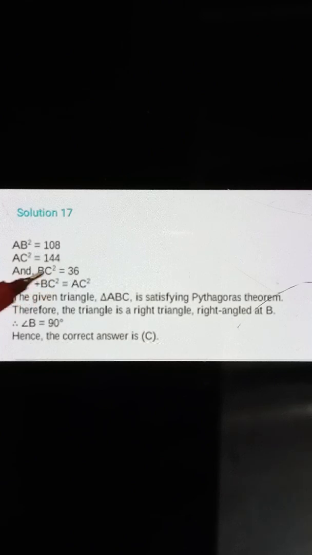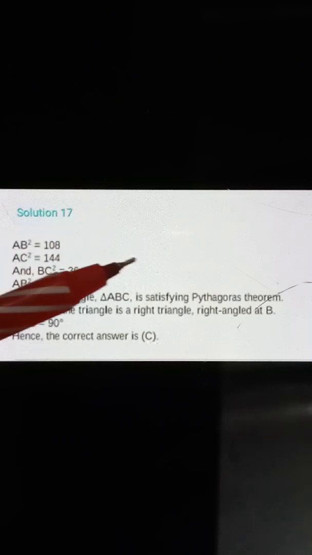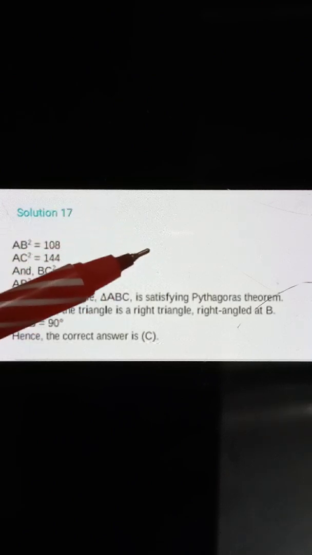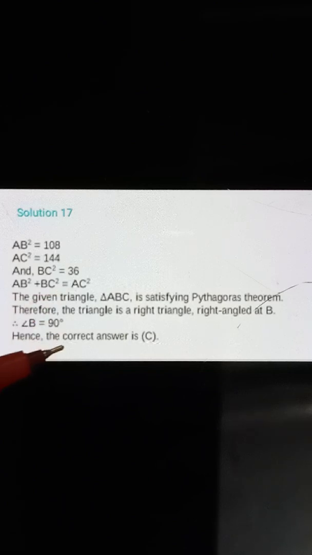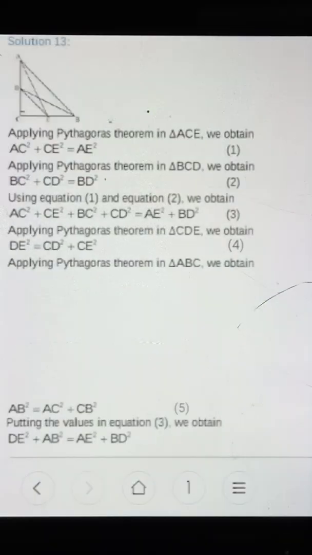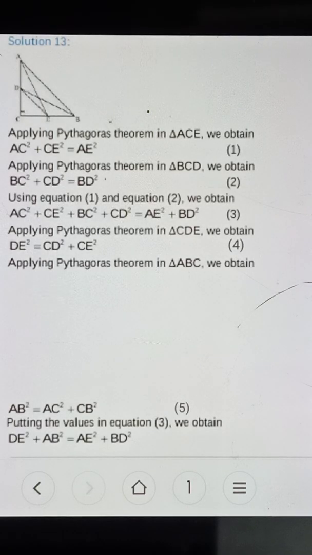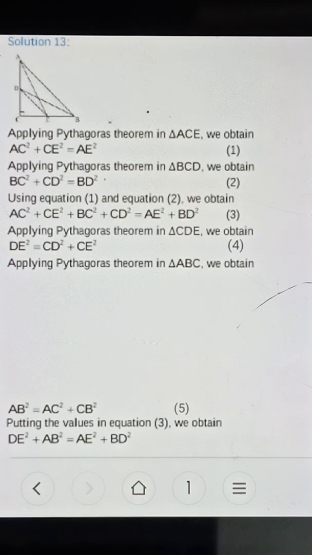So if that is happening, then in triangle ABC, if AC is your hypotenuse, which vertex will be opposite AC? B, naturally. Okay, in triangle ABC, if AC is your hypotenuse then opposite AC here will be B. That is, your angle B should be a right angle because the Pythagoras theorem has been satisfied. So C is your correct option. Okay, now one question, this question 13 was also left for discussion.